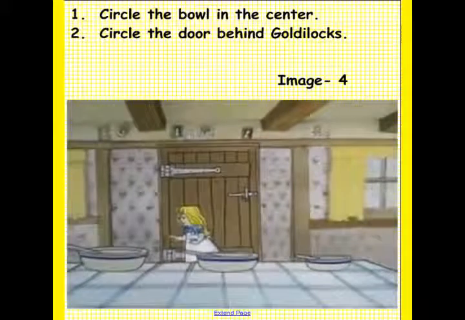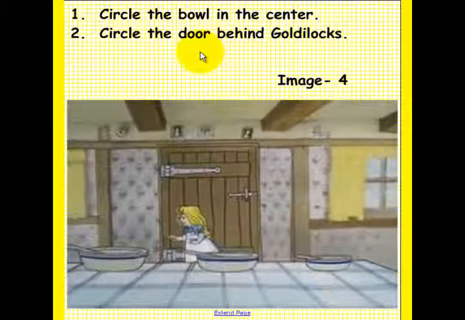We should have another student up at the smartboard for image number 4. What we'd like for you to do is, first of all, pick up a pen and circle the bowl that is in the center. Then we would like for you to circle the door that is behind Goldilocks. Please pick up a pen and do that now.